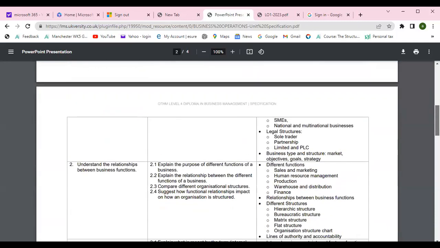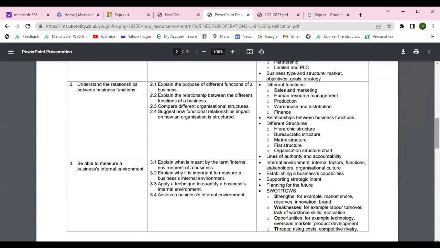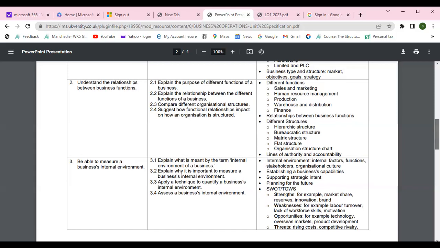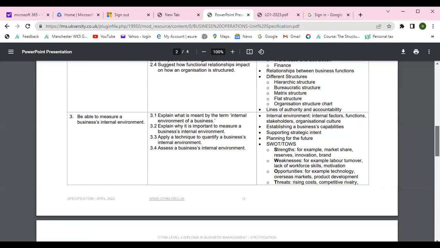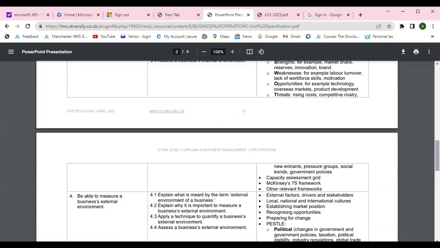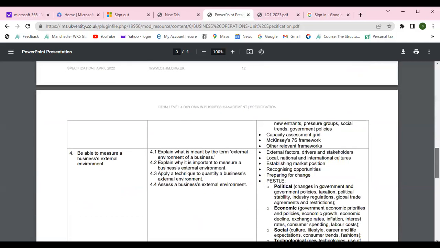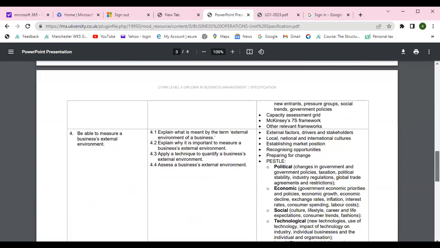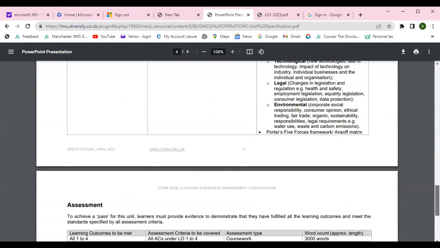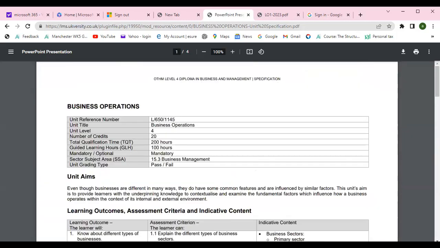That will be all in our discussion. Sole trader, partnership, and limited company. LO2 will be about understanding the relationship between business functions. LO3 will be about the business internal environment. And that's four learning outcomes, which will be delivered in 4 lessons, business environment. Then the last lesson will be about assignment discussion, where we'll discuss how we can structure our assignment and how we can fulfill the learning outcome. That's all will be in our discussion.